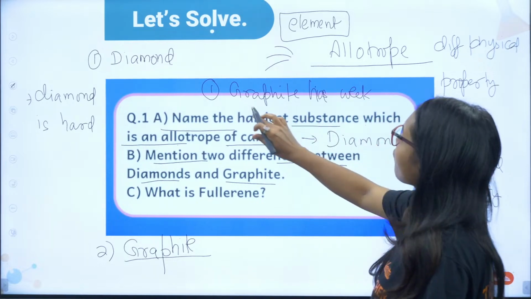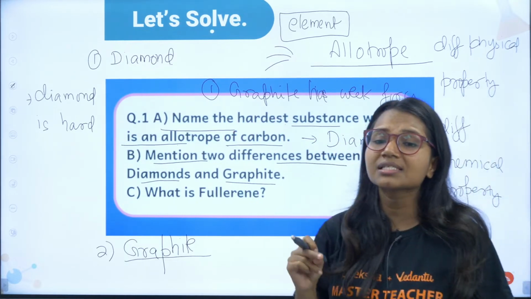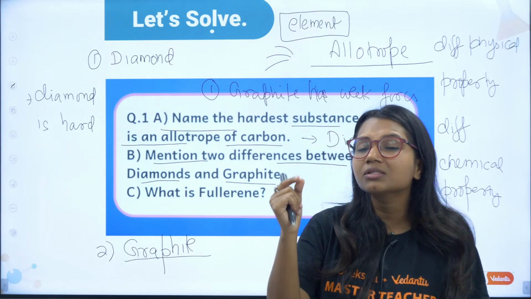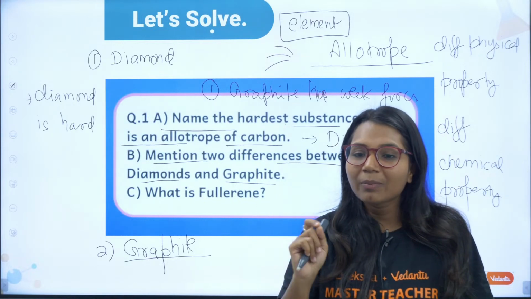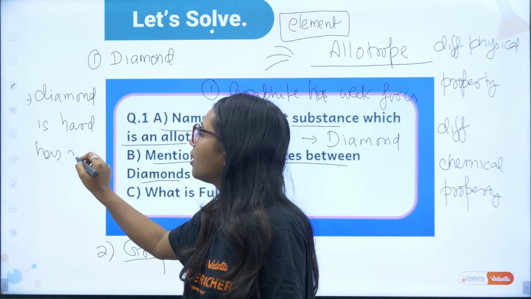What is the color of graphite? Graphite has weak forces. Guys, what is the color of graphite? Graphite is a little brownish in color. But diamond has no color. Exactly. Correct. Diamond has particularly no color.